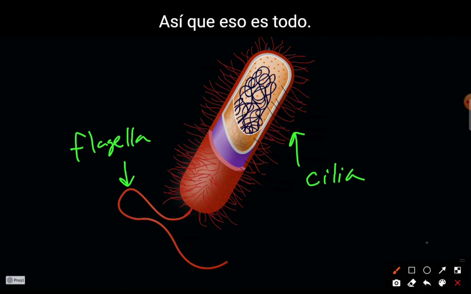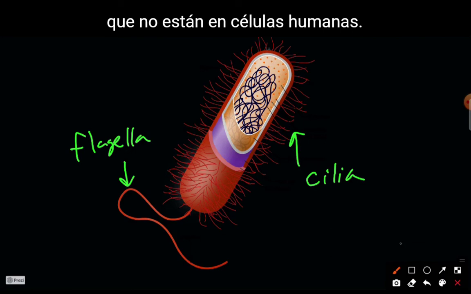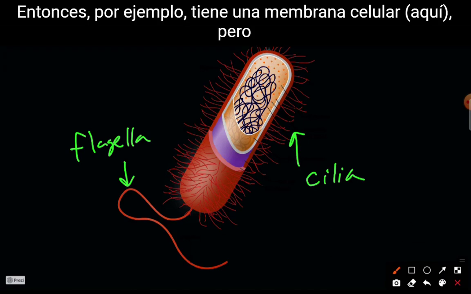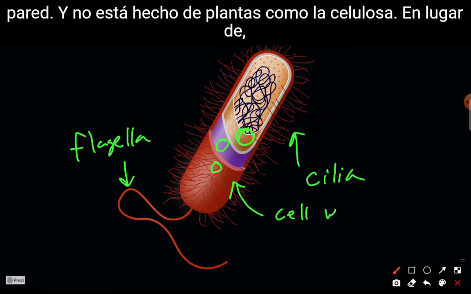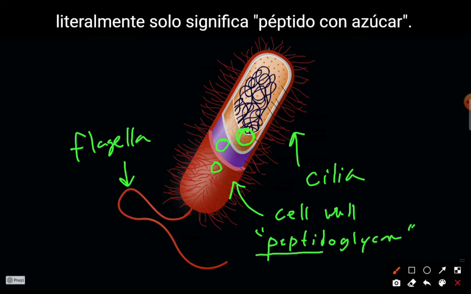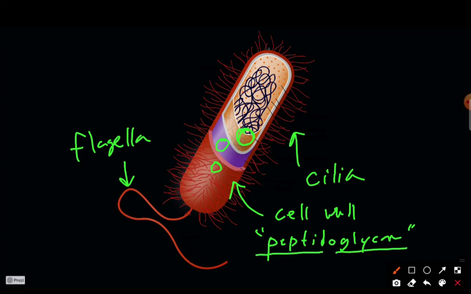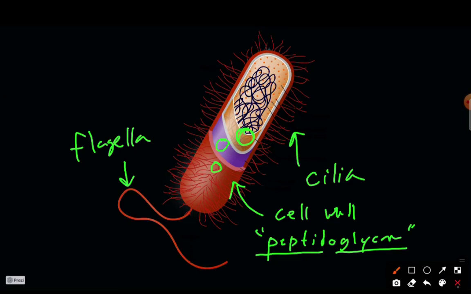So that's pretty much it. There are a couple things we can see here with this bacteria that are not in human cells. So for example, it does have a cellular membrane here, but it has two more layers here, and that's a cell wall. And it is not made of cellulose like plants. Instead, it is made of something called peptidoglycan, which literally just means peptide with sugar. So it's sort of like protein mixed with cellulose. You can imagine.